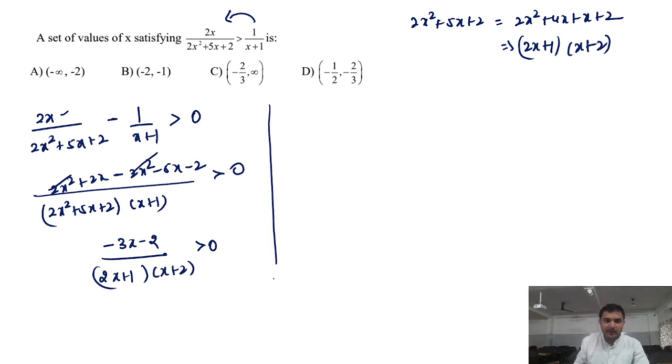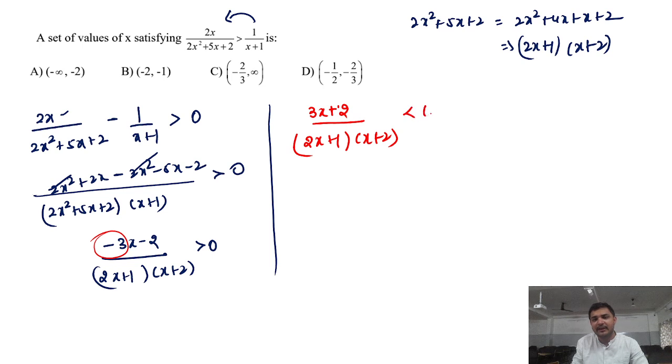The problem here is that the x coefficient is negative, so if we directly apply the wavy curve method, we will get an incorrect answer. So let's multiply by minus 1, and we get 3x plus 2 divided by 2x plus 1 into x plus 2. If we multiply both sides by minus 1, the inequality orientation will reverse. Now you tell me, what are the zeros? Zero: minus 2 by 3. Poles: minus 1 by 2 and minus 2.